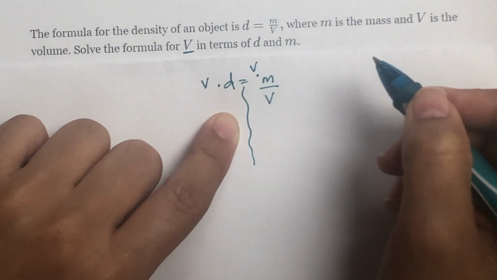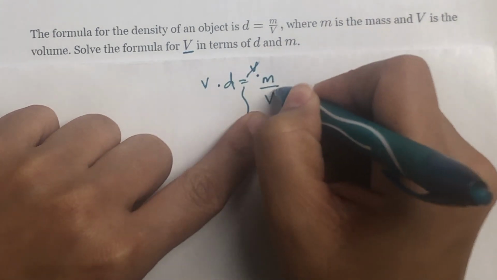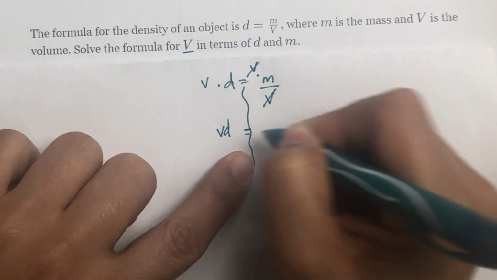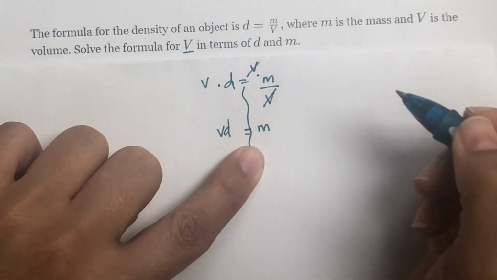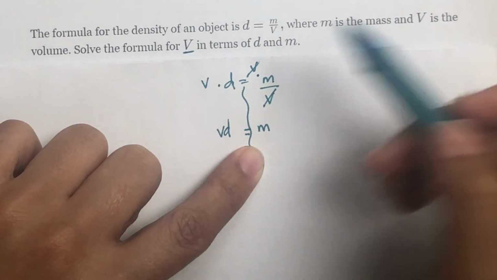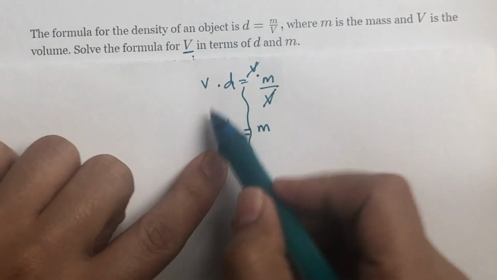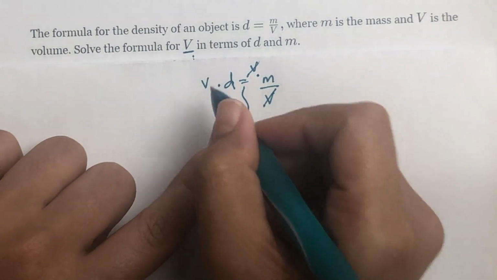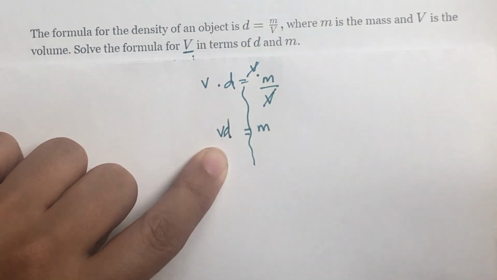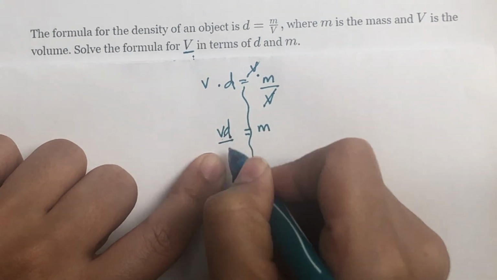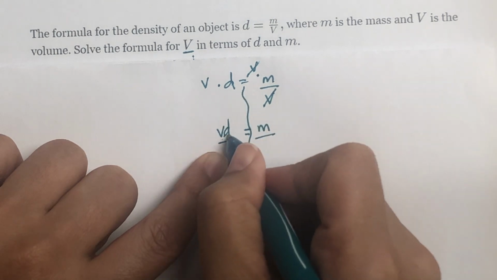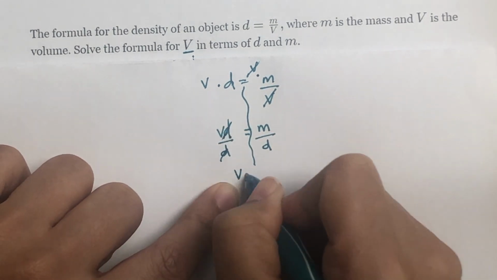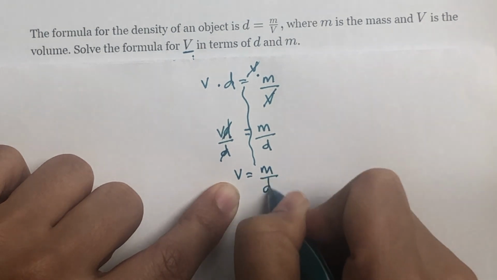Multiply everything by the denominator. This is going to cross out with this, right? So this is going to leave VD equals M. Okay, now I'm going to read the question. So it's asking me to solve for V. So I need to get V by itself. So D is bothering the V, right? And what's the operation between V and D? Multiplication. So how do I get rid of that? I divide by what I'm trying to get rid of, which is D. So I divide everything by D. So I'm going to get V equals M over D.